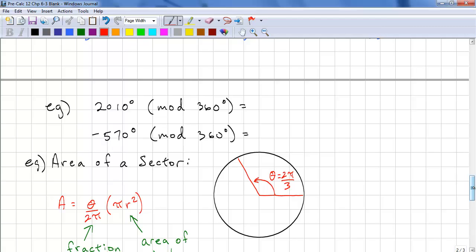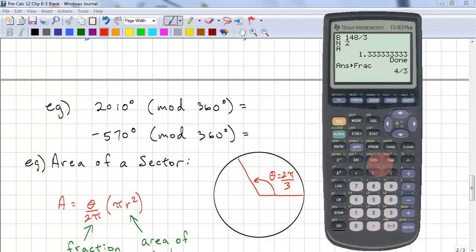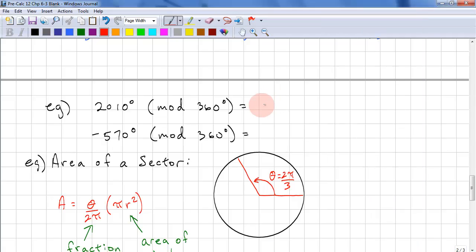And we're on our last page. We have a degree example. So 2010 degrees, you can use the modulus function or you can keep subtracting 360. I'm going to run the program. I'm going to enter 2010 and I'm going to enter 360. And we get 210 degrees.